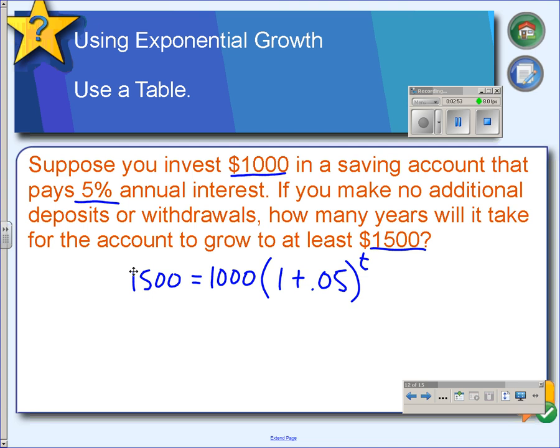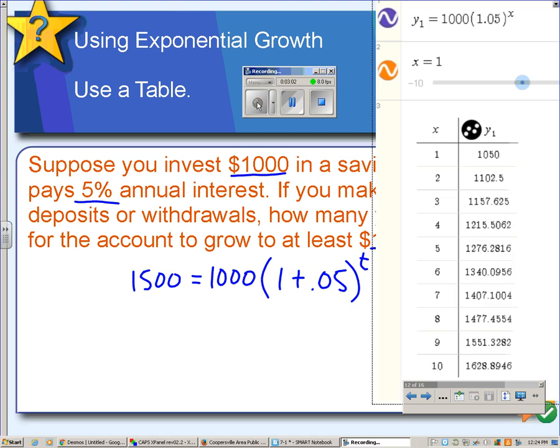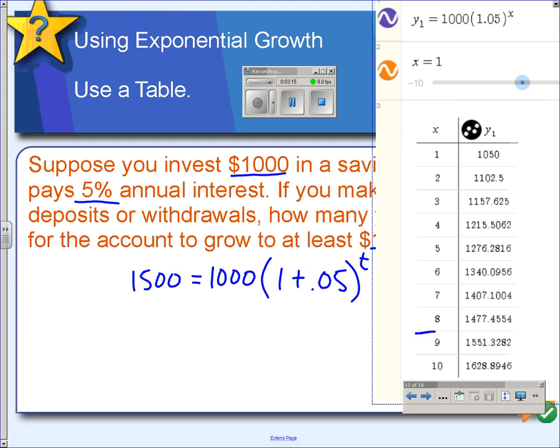So to solve this equation, since we don't have the skills yet to solve an exponential equation, we're going to make an xy table. So I created an xy table here where I plugged in different values of x representing the years and calculated different amounts of y, which would be the amount of money. And we can see that right in here, between the 8th and 9th year, is when we will have $1,500 in this account.